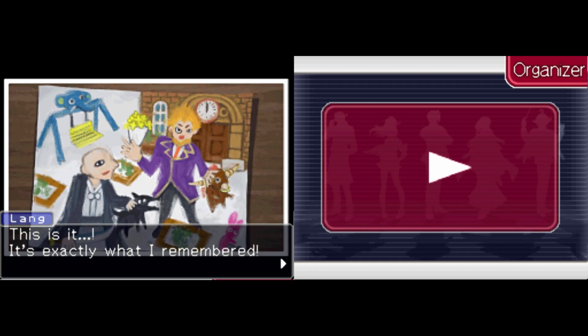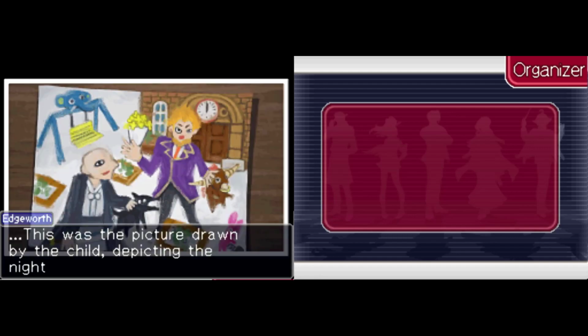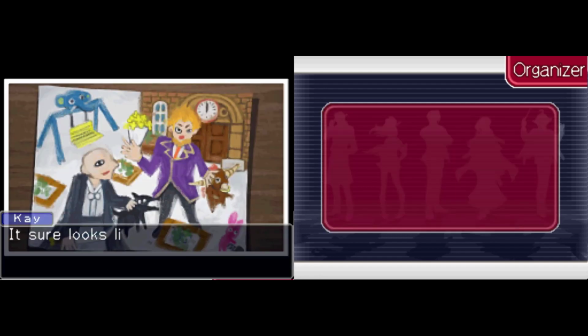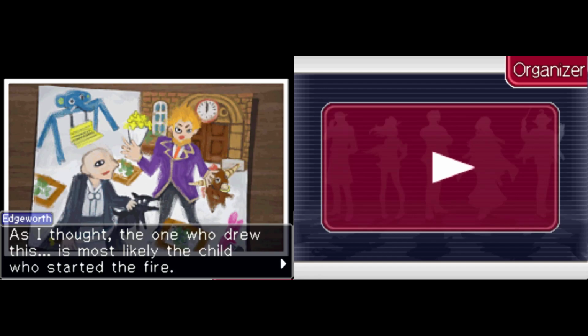This is it. This is exactly what I remembered. Looks to me like there are some familiar faces in this photo. Now, of course, I could be wrong, but it looks to me as though that guy on the left is Dogen the assassin, and that guy on the right is Blaze the Best. Interesting. This was the picture drawn by the child depicting the night of the incident. It sure looks like it was drawn with a child's touch. As I thought, the one who drew this is most likely the child who started the fire.